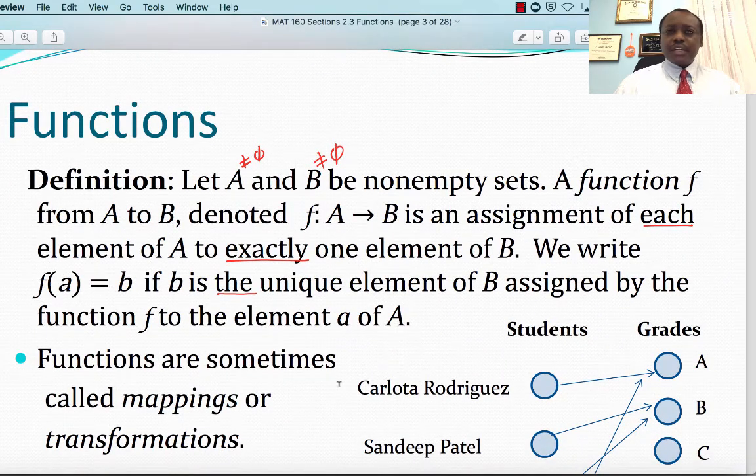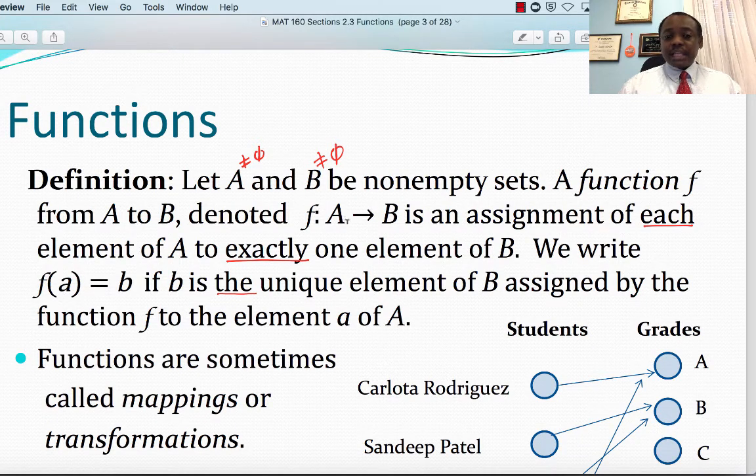Okay, functions. What is a function? Let A and B be non-empty sets. If a set is empty, there is not very much you can do with that set. So the very first assumption is that the set A is not empty and the set B is non-empty. If that is assumed, we would say that a function f from A to B, denoted by this, is an assignment of each element of A to exactly one element of B, i.e., for every element in A, exactly one element from B that the element A is mapped onto.